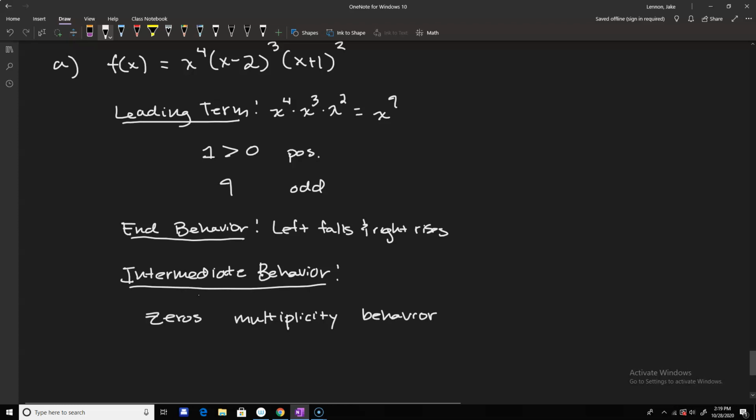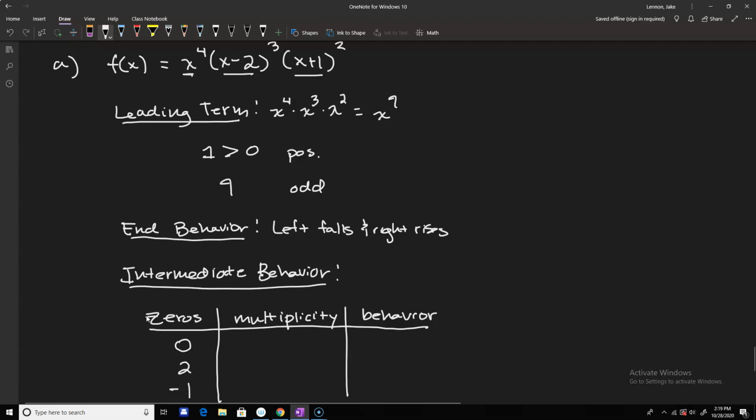So the zeros are the places where it crosses the x-axis. So that is determined by looking at each of the factors. So we have the x, we have the x minus 2, and we have the x plus 1. So the question is, what would you plug in for x that would make each part 0? So the first thing, if you would plug 0 in, x would be 0. In the middle one, if you plugged in 2, you would get 0. 2 minus 2 is 0. And in the last part, it would be negative 1. Negative 1 plus 1 would also be 0.